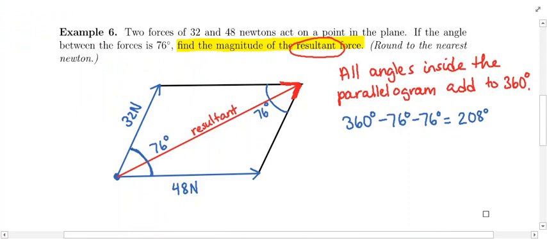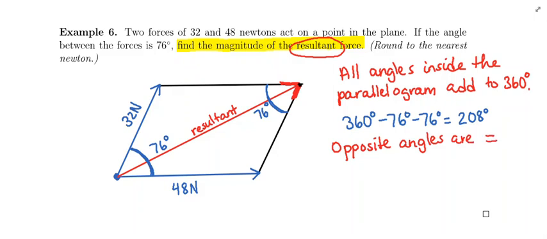Now notice this angle, like I said, the 76-degree angle is going to be equal to this 76-degree angle. By nature of a parallelogram, the opposite angles are equal. So I'm going to put that as another tidbit: opposite angles are equal.